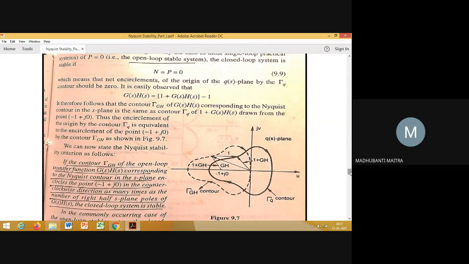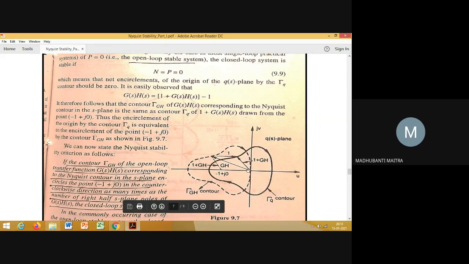We don't need to know the closed loop transfer function. That means the characteristic equation, Q(s) = 1 + G(s)H(s). So this is my Q(s) plane, and suppose this is the Q(s) plane contour, corresponding to the Nyquist contour that we have drawn on the s-plane. So this is my Q(s) plane contour.